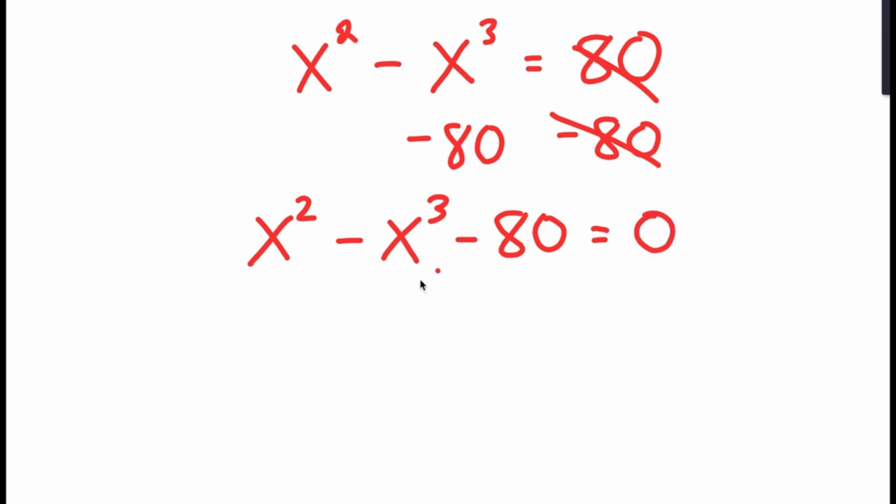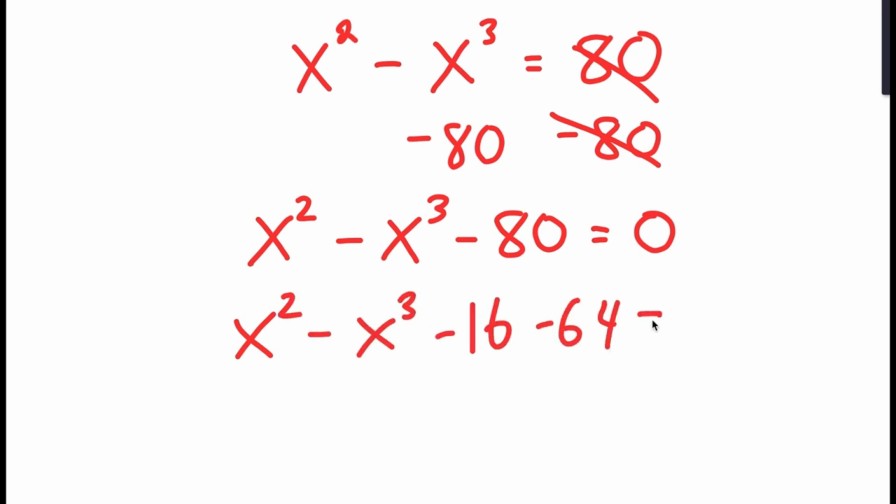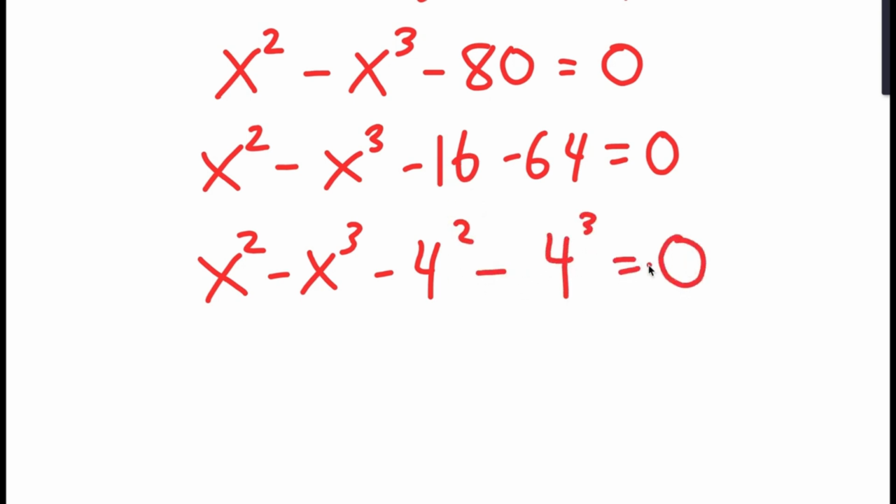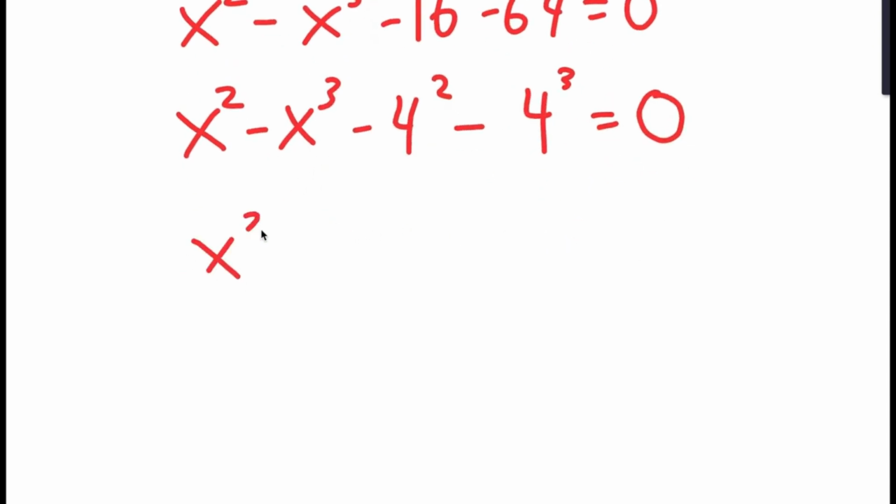Now from here, I'm going to replace negative 80 with negative 16 minus 64. I'm going to first rewrite negative 16 as negative 4 squared, and negative 64 as negative 4 to the power of 3. And I'm going to group x squared with negative 4 squared, and x to the power of 3 with negative 4 to the power of 3.